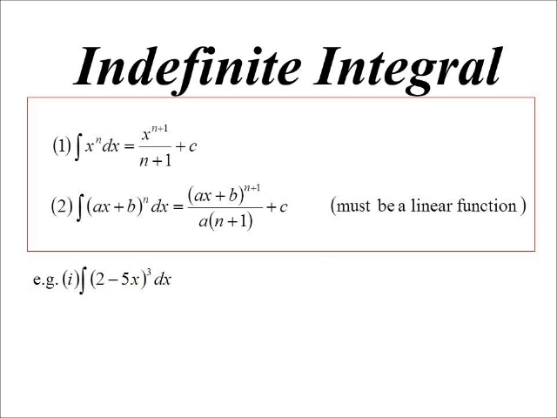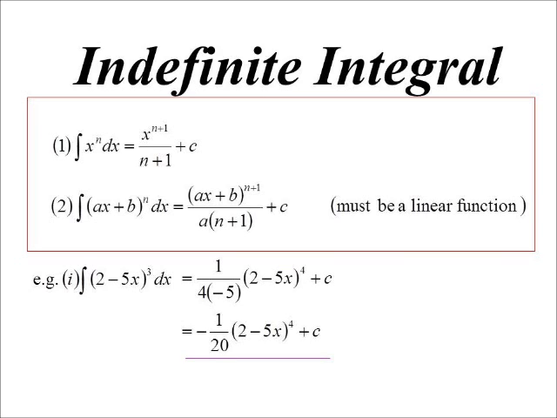So if I get (2 minus 5x) to the power of 3, I don't have to expand the whole thing out. I can still add 1 to the power over the power, but you'll notice on the bottom of the fraction, I've also multiplied by minus 5, the coefficient of x.